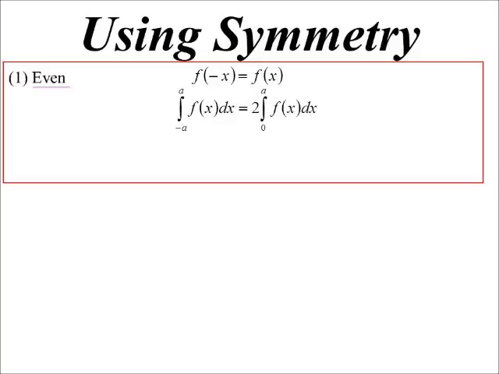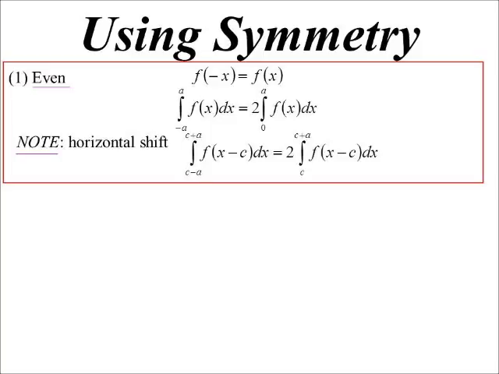Now, we could use this idea even if it's not symmetric about the origin. If we notice it's symmetric about another point, so it might be a function that's been shifted a certain way. So if we notice there is some sort of horizontal shift and it's symmetric about some other line, x = whatever, in this case I've said x = c, then a units before c, if I was integrating from that to a units after c, would be twice from c to c + a, because you've still got that symmetry.